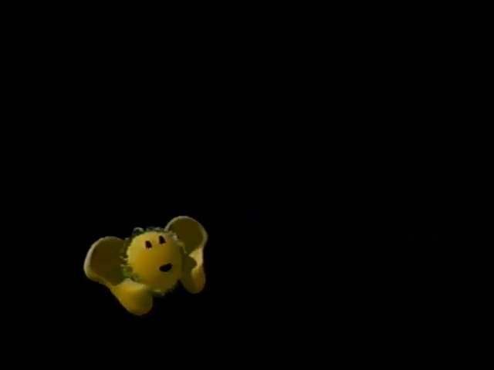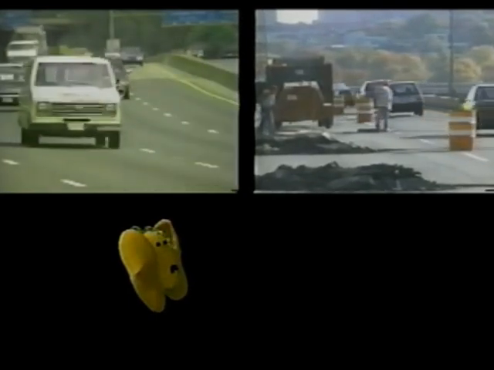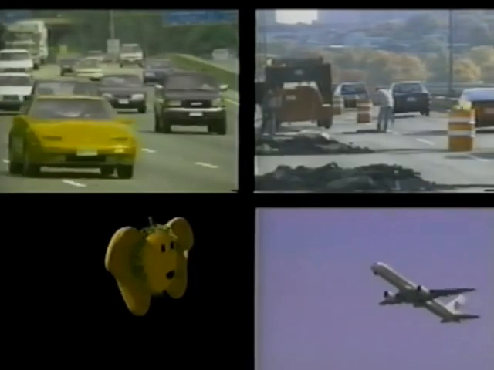These types include highway traffic. This type of noise will be discussed later in the presentation. Loud machinery or tools. And aircraft.